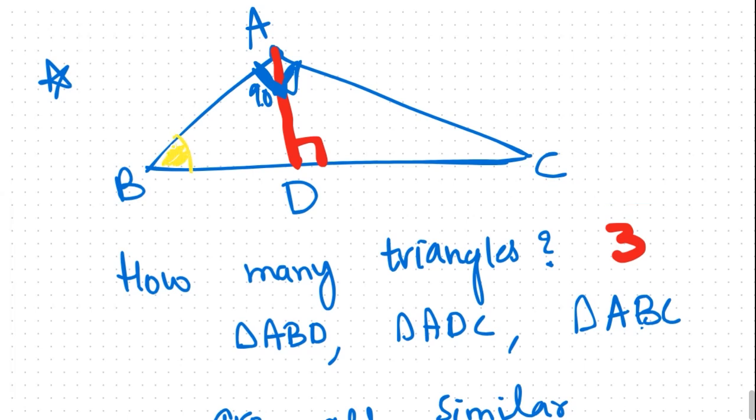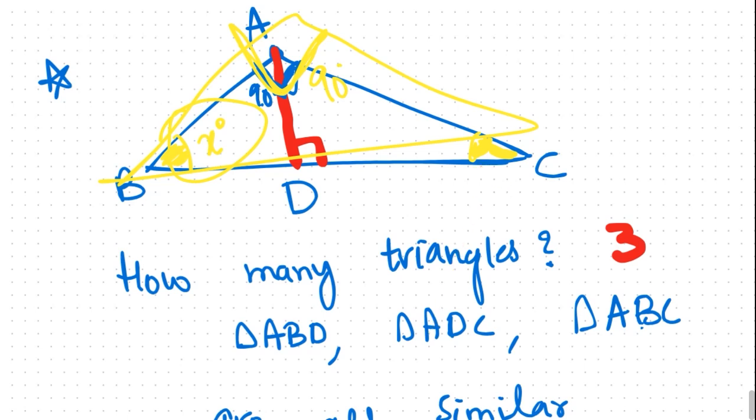Let's say this angle is x degrees. How much will be this angle? It wouldn't be x degrees. Try to look at this bigger triangle. This angle is 90 degrees, right? If this is 90, and this is x, the third one will be how much? Try to find it in terms of x.